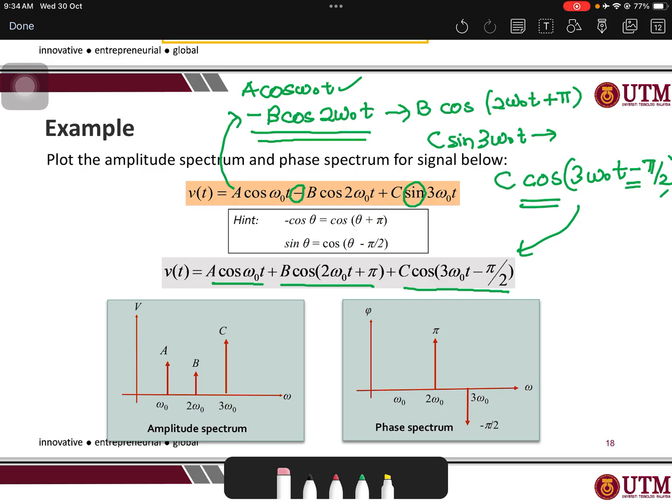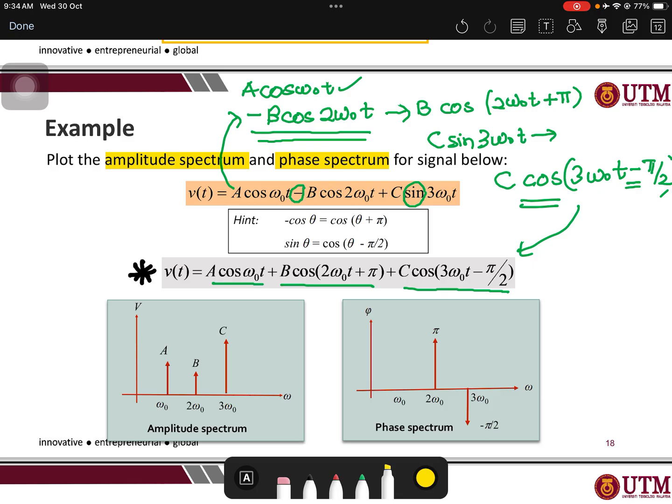So now, how to sketch? How to sketch by representing the signal in cosine? How to sketch in the frequency domain? When we talk about the frequency domain, you need to plot the amplitude spectrum and also the phase spectrum.